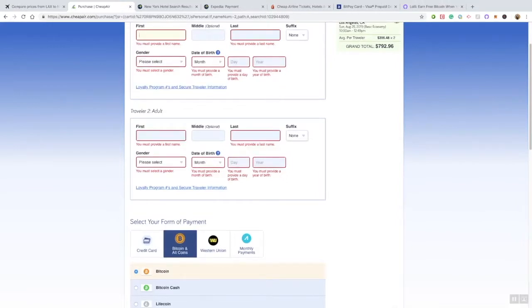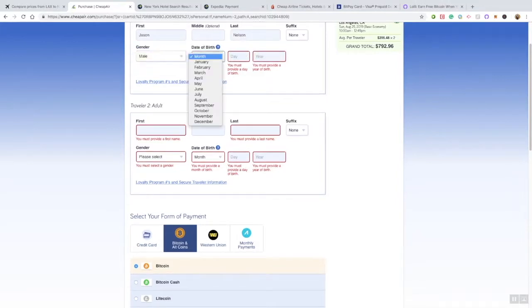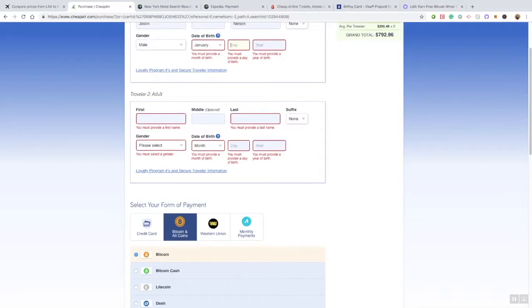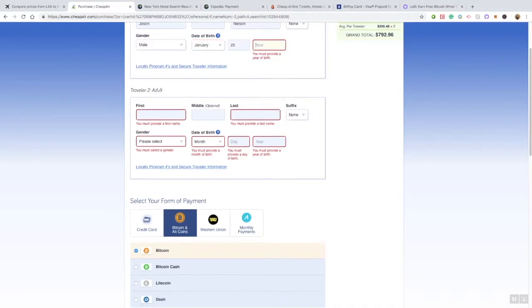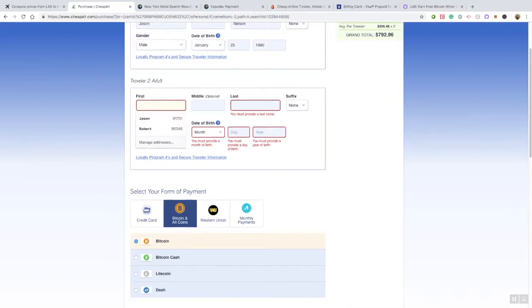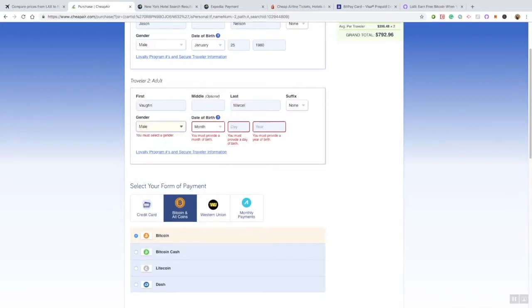Oops. I guess we're going to need to do this too. So let's see, Jason Nelson, gender male, and I'm just going to throw in a random date because it's not important. Let's see, 25th, and we're going to say 1980. Okay, second traveler, Von Marcel, who doesn't actually exist, but we're going to throw in a name anyway.